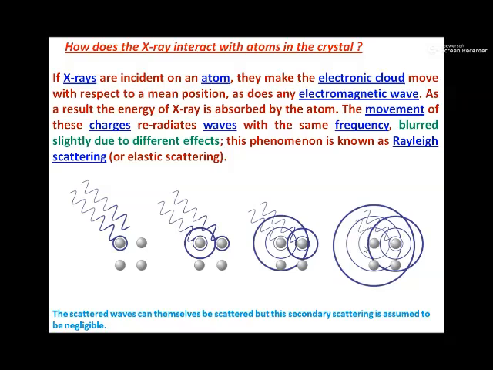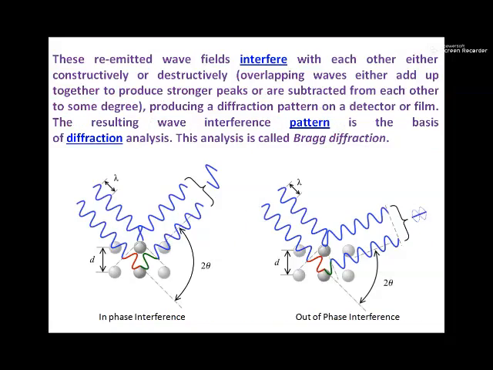Okay, and the scattering waves themselves being scattered by secondary scattering is assumed to be negligible. Okay, so the scattered radiation that are scattered again, that part basically we are not considering. So these are the interaction of the electromagnetic radiation with the crystal. Now what happens when these rays are emitting from the atom? Now look at the picture.